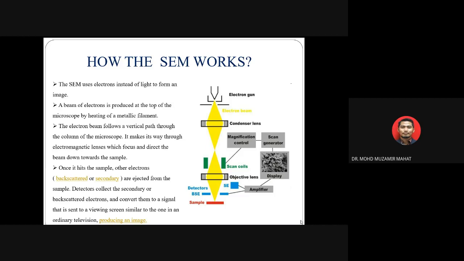Once it hits the sample, other electrons, which are backscattered or secondary electrons, are ejected from the sample. This is in the form of responses. Detectors collect the secondary or backscattered electrons and convert them to a signal that is sent to a viewing screen, similar to the one in an ordinary television, which produces an image.